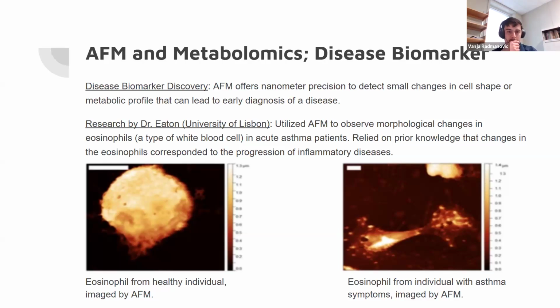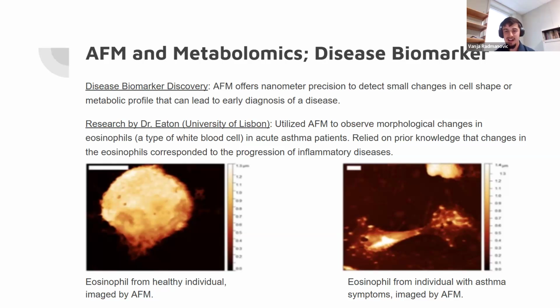So a paper by Dr. Eaton of the University of Lisbon. They utilized atomic force microscopy to observe the morphological changes in a type of white blood cell in acute asthma patients. So in the pictures below, to the left is the white blood cell from a healthy individual imaged by AFM, where it's very round, very complete. The white blood cell seems very well formed.